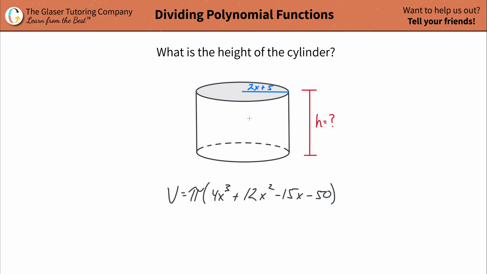Today I would like to teach you how to find the height of a cylinder if you know the volume and the radius. In order to find the height from the radius and the volume, you need to know a relationship between those variables.